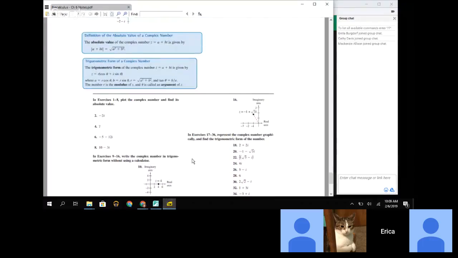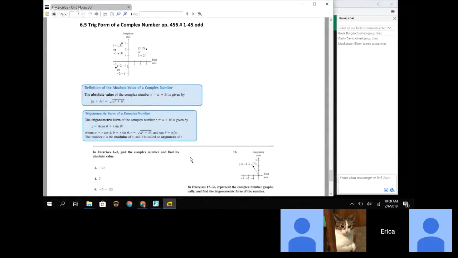So here's our chapter 6 notes. We are going to kind of skip subjects a little bit. Kind of looks vectorish, but we're not really talking about vectors anymore. That was just 2 sections, and they're done with that. So we're going to talk about the trigonometric form of a complex number. Sounds complicated, really is not that complicated.